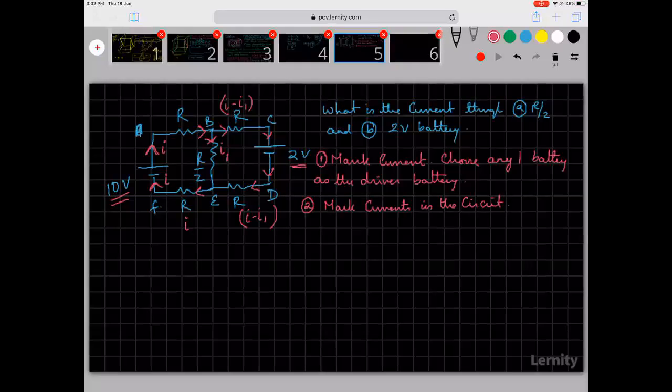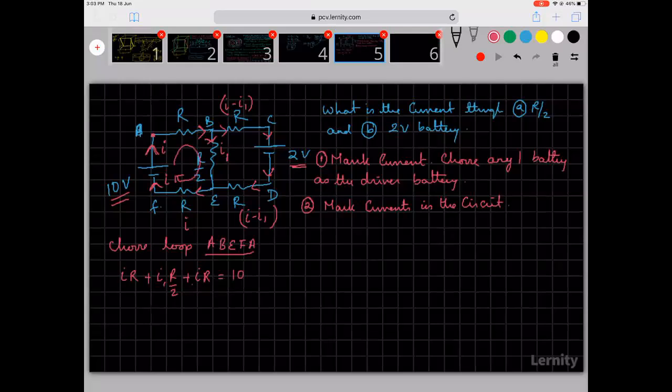Now I will choose loops. So let me choose loop A, B, E, F, A. I'll start from A and end at A. So I have I into R plus I1 into R by 2 plus I into R is equal to 10.